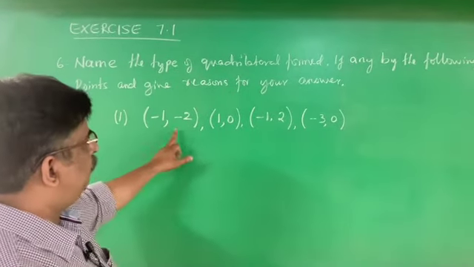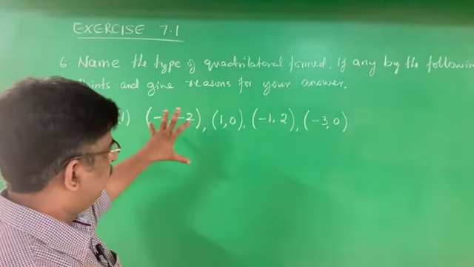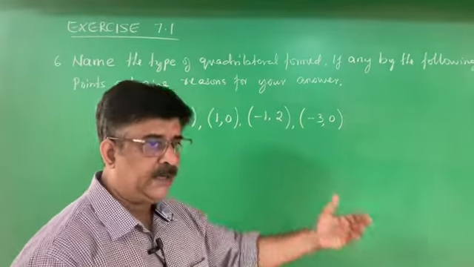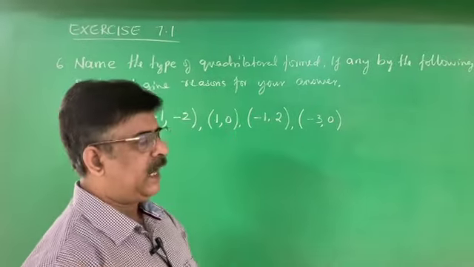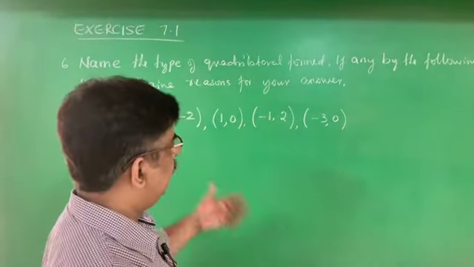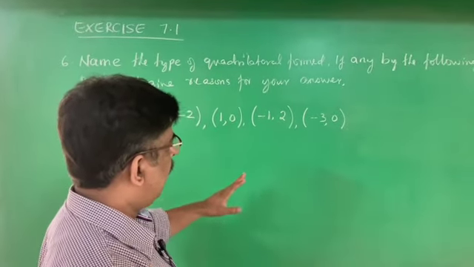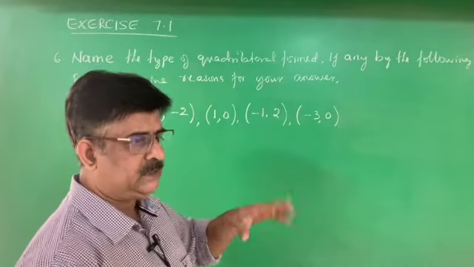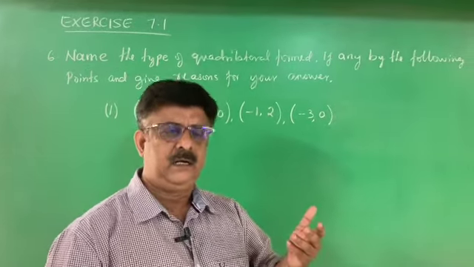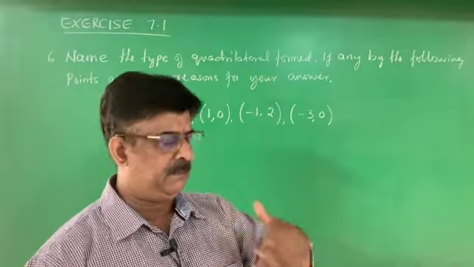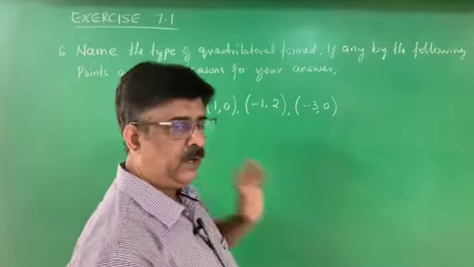They are given 4 coordinate points. By joining them, we are going to get a quadrilateral, a 4-sided geometrical figure. What type of quadrilateral we are going to get, we have to analyze by using the distance formula. A quadrilateral may be a square, rectangle, parallelogram, trapezium; many types of quadrilaterals are there. Which one it is, we have to identify.